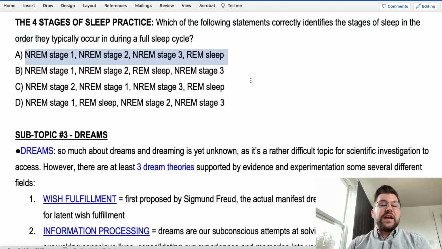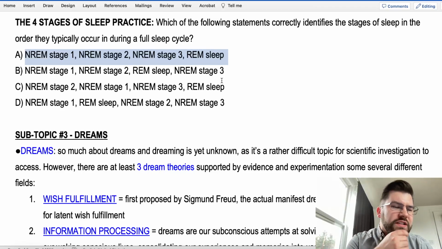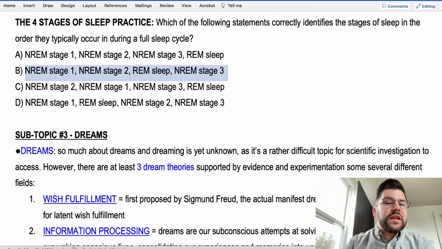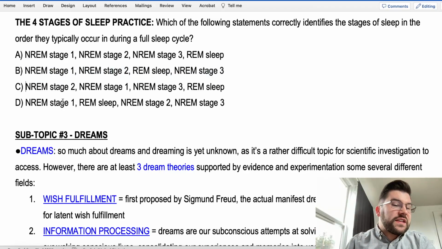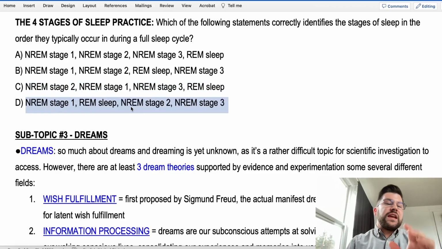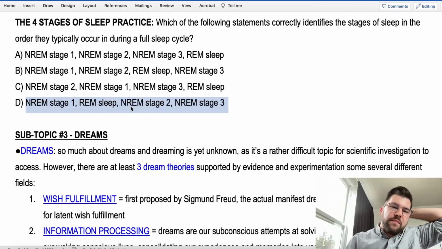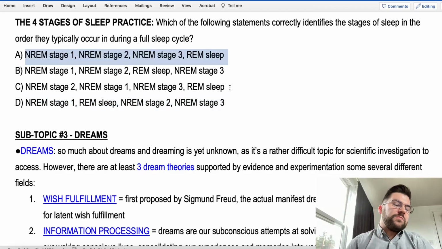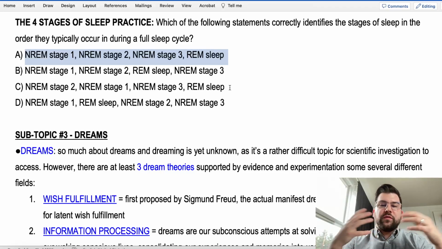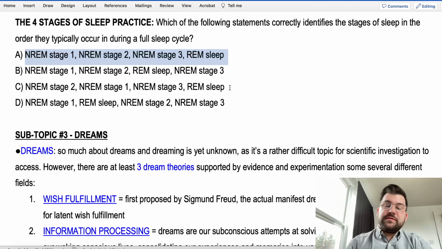And we do. It's actually A. Look at that. Let's just check the others just to make sure we're not being tricked here. B goes out of order. It puts REM before the end. C starts with stage 2. That can't be right. And D has the same problem that B does. It puts REM before the end. So the correct answer here has to be A. We have NREM 1 through 3, followed by REM at the end, where we get to the dreams.